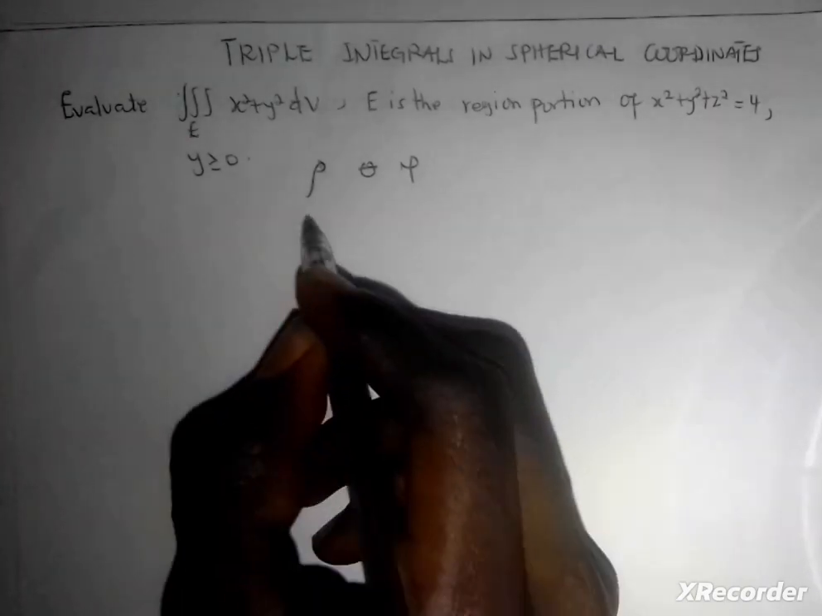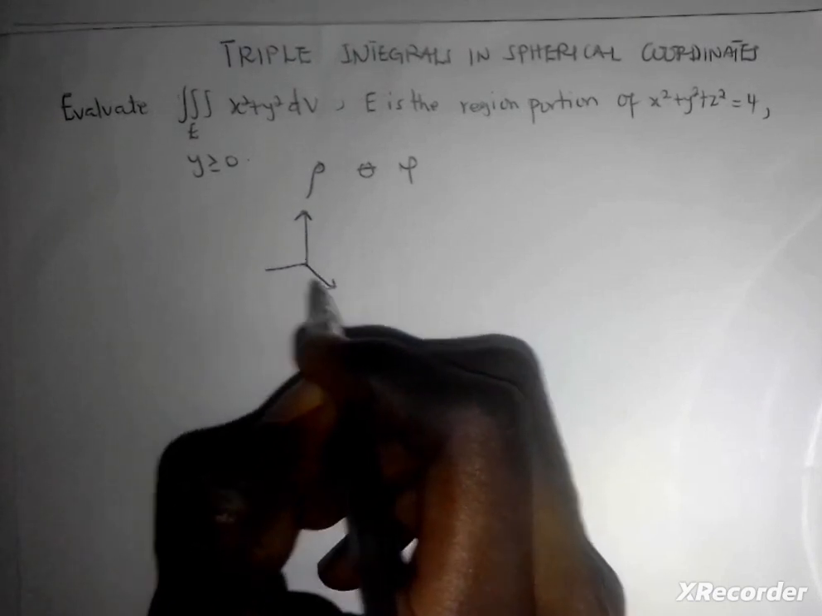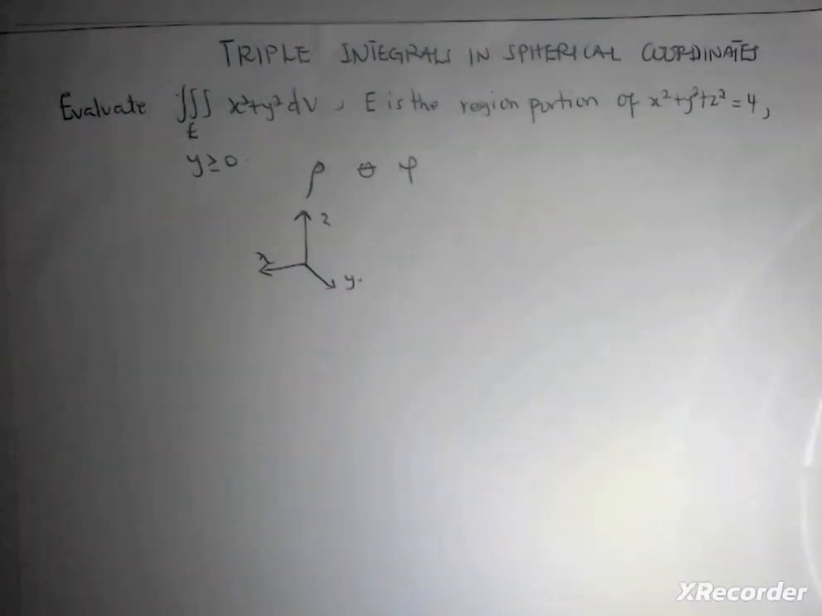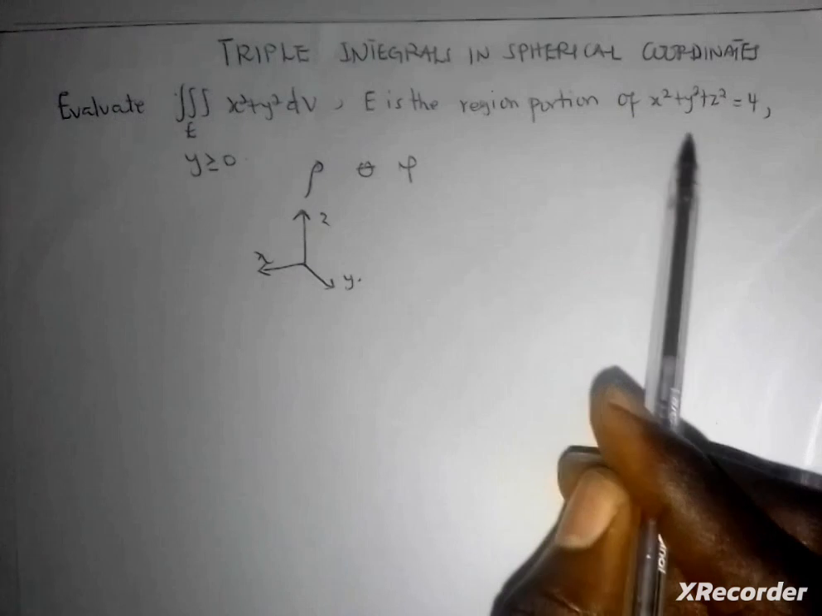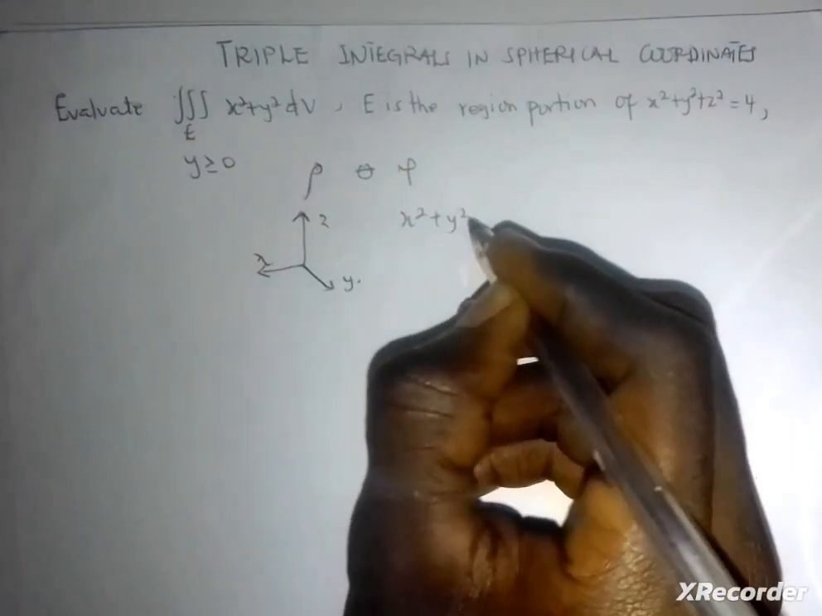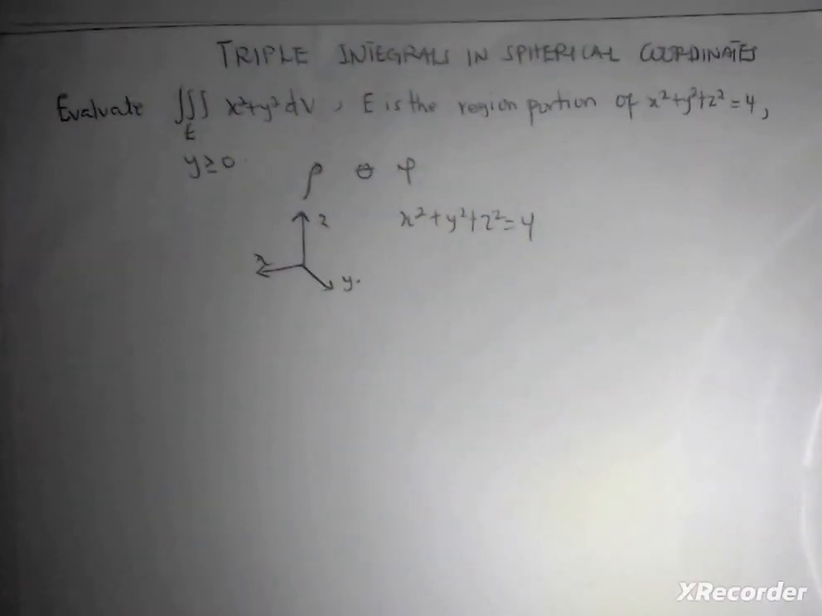So let's draw some x, y, z axes. So I have my x here, my z, and also my y at this point. So realize that if you are supposed to draw this from the quadric surfaces, x squared plus y squared plus z squared is equal to 4. This is the equation of a sphere.